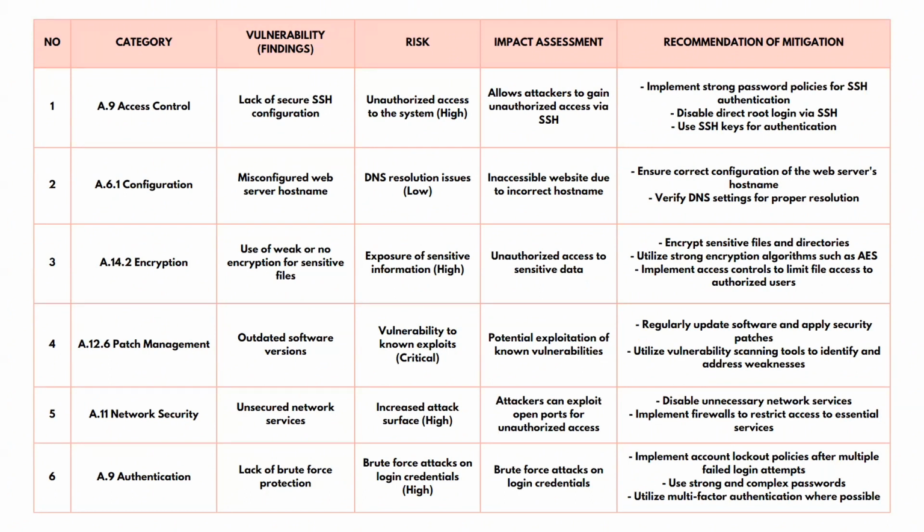So, today we will be presenting about the vulnerability findings, risk, impact assessment, and recommendation of mitigation. So, for the first category is access control. Vulnerability findings is lack of secure SSH configuration. So, SSH is a secure shell where it is a network communication protocol that enables two computers to communicate. So for the risk, it is high because it has unauthorized access to the system.